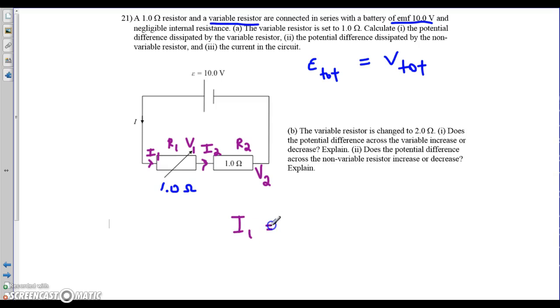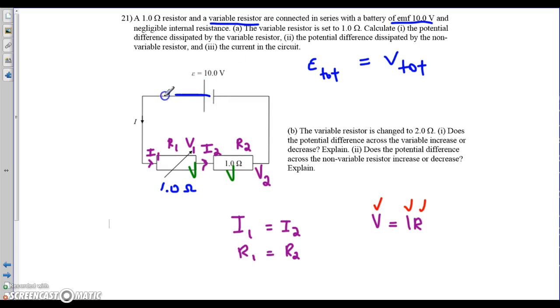I1 is equal to I2. And R1 is equal to R2. The equation for potential difference is V equals I times R. So if they have the same I and the same R, then the two resistors will also have the same V. So this V here equals this V. We'll call it just one variable V.